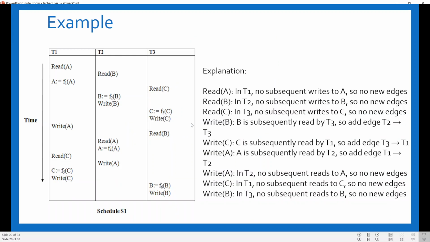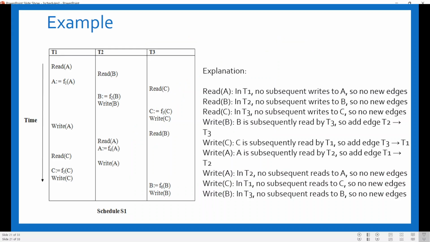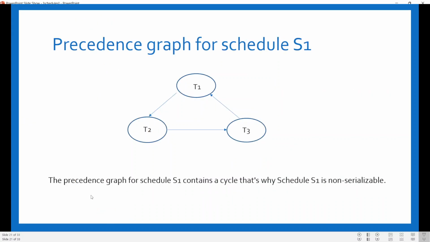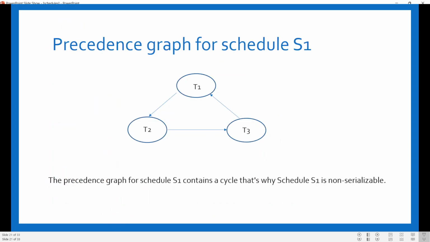How did you get this graph? By all these instructions. We have joined first T2 to T3, then T3 to T1, and T1 to T2. So that is how we got that graph. Since this graph is cyclic in nature, this means that schedule S1 is non-serializable. So this schedule S1 is non-serializable because the graph which we got is cyclic.